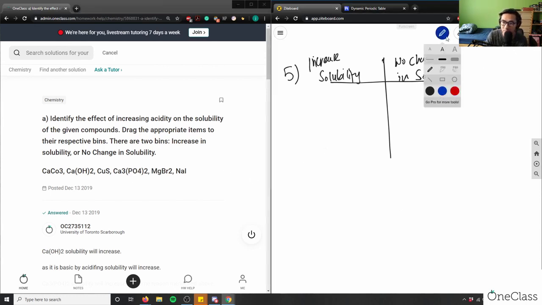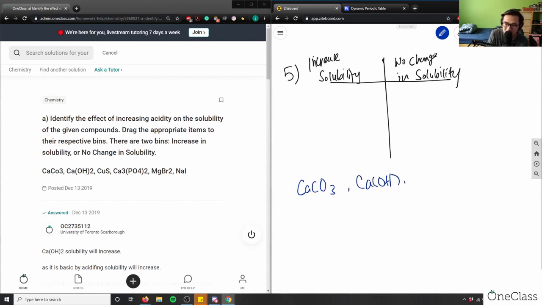So I'm going to write them in blue. So I have calcium carbonate, CaCO3. I have calcium hydroxide. I have calcium sulfide, calcium phosphate, and then magnesium bromide, and sodium iodide. Okay, so I have all these compounds. It's saying identify the effect of increasing the acidity on the solubility of this compound, right?